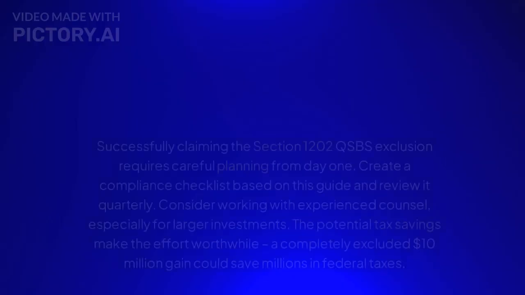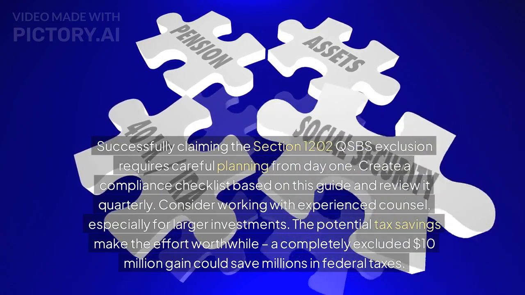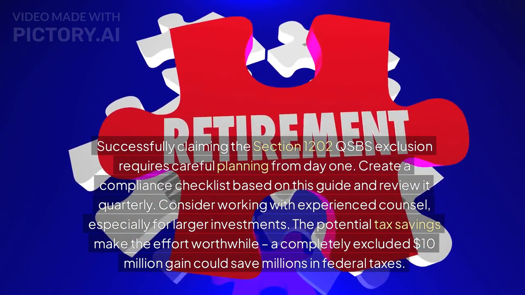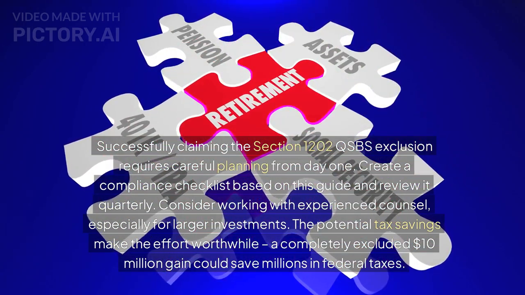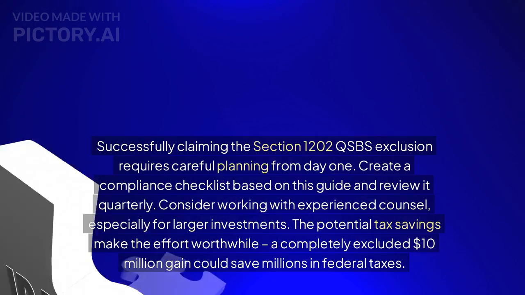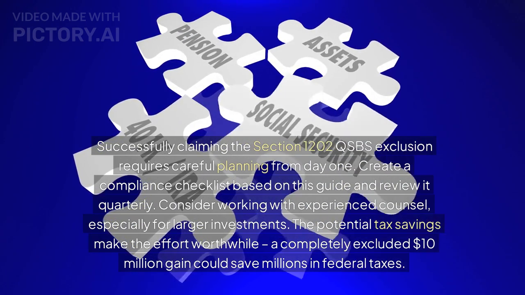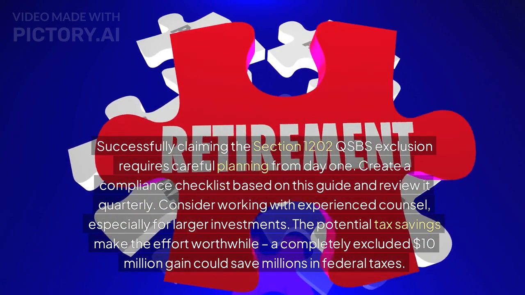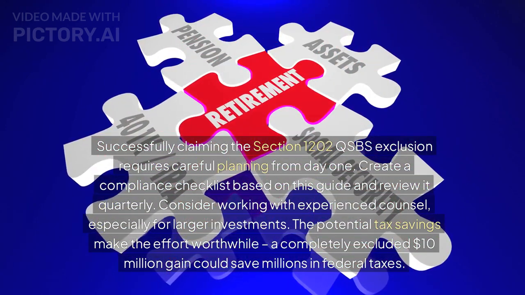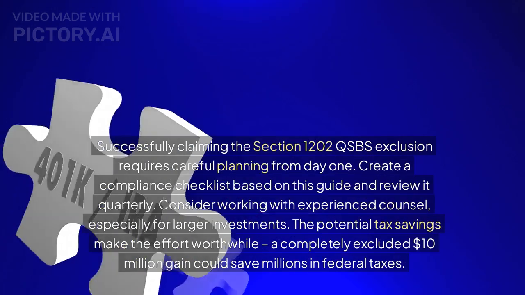Conclusion. Successfully claiming the Section 1202 QSBS exclusion requires careful planning from day one. Create a compliance checklist based on this guide and review it quarterly. Consider working with experienced counsel, especially for larger investments. The potential tax savings make the effort worthwhile. A completely excluded $10 million gain could save millions in federal taxes.